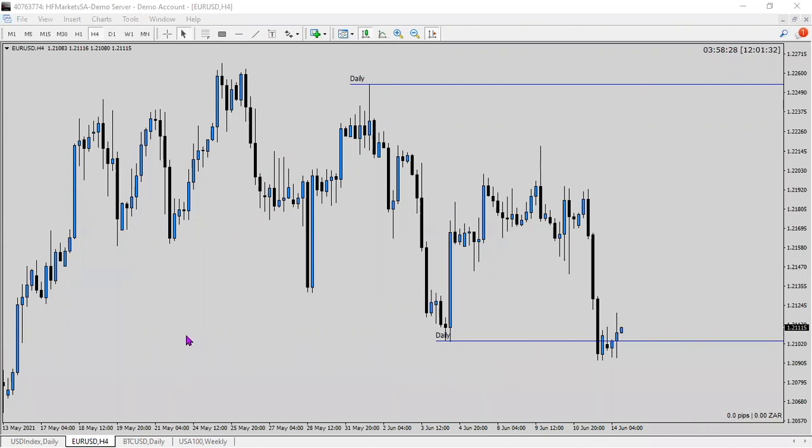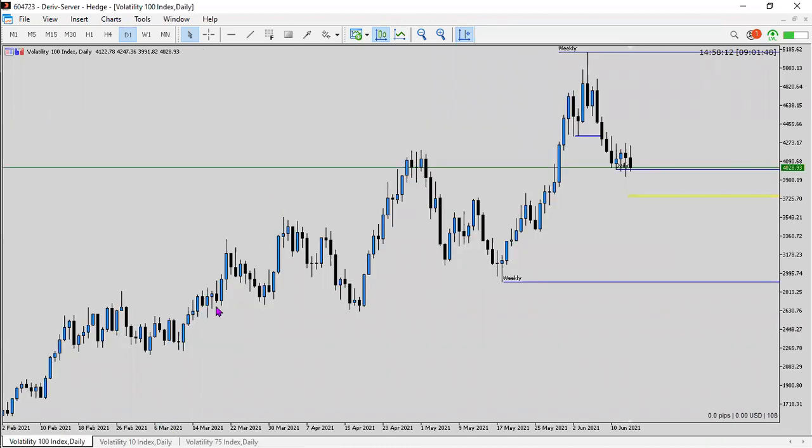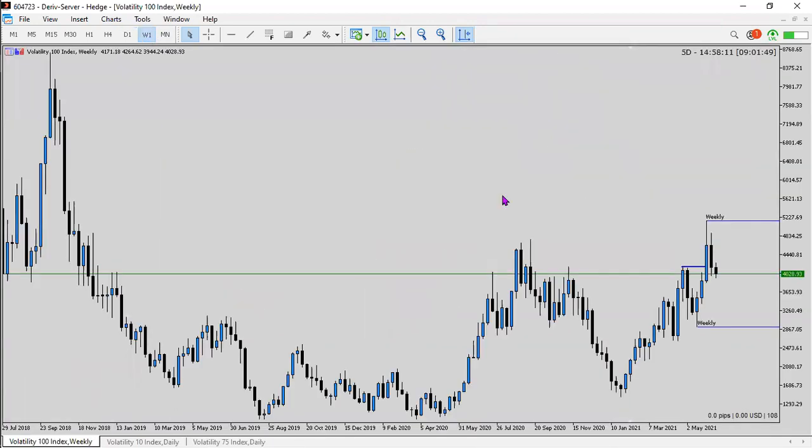Very simple, very straightforward. Let's move on to the synthetic indices market, and then we're done for this video. Let's start with volatility 100 on here. Look over on the weekly chart, and as you can see on here, I've mapped my range.